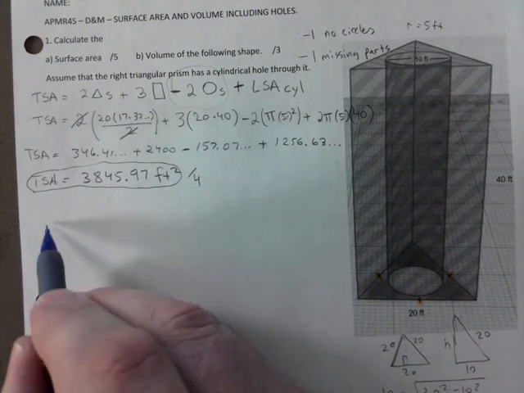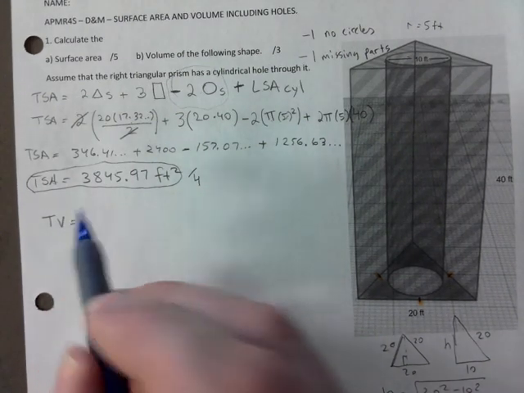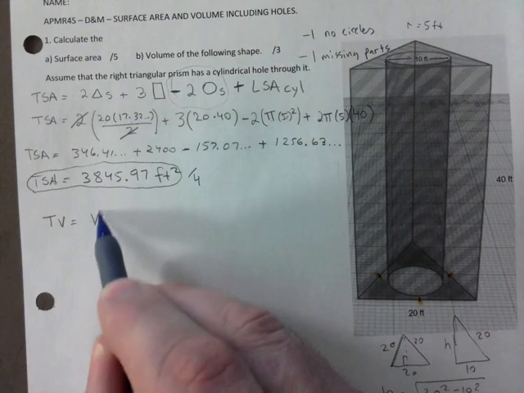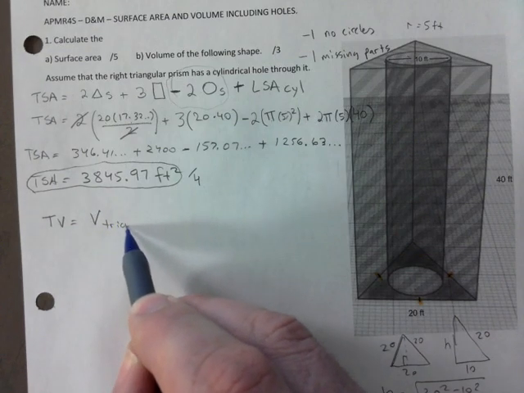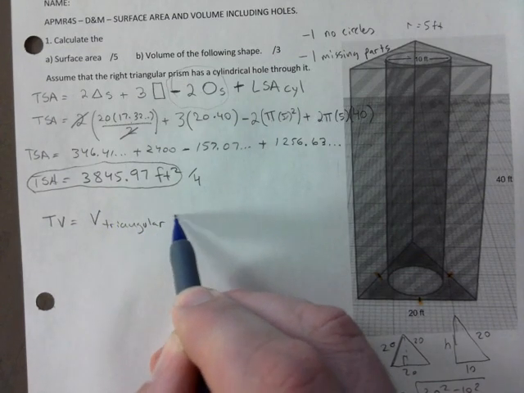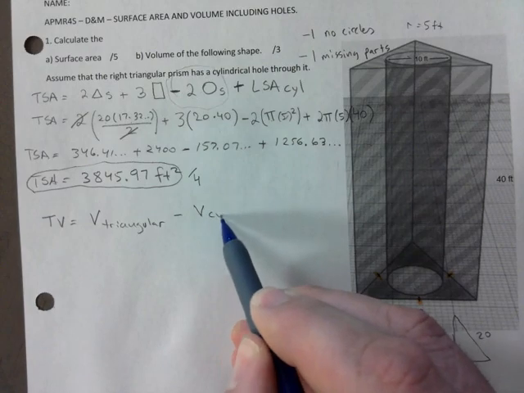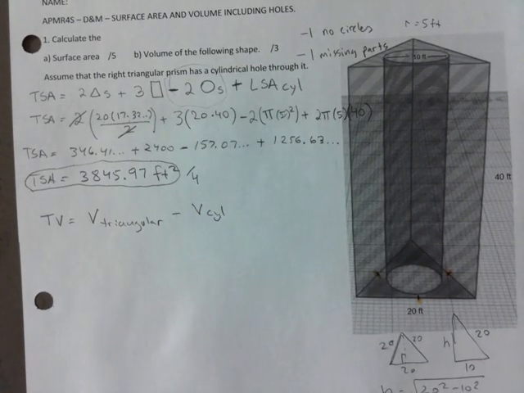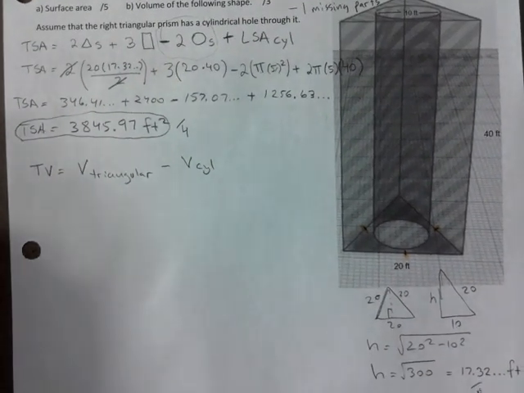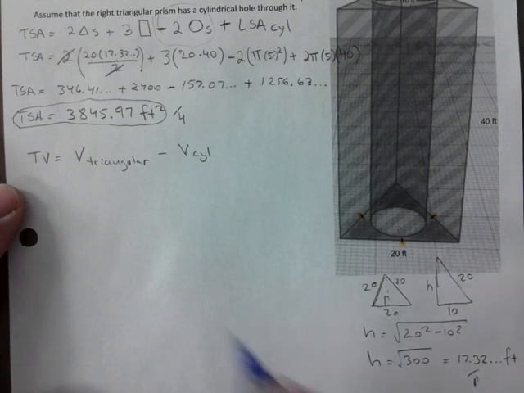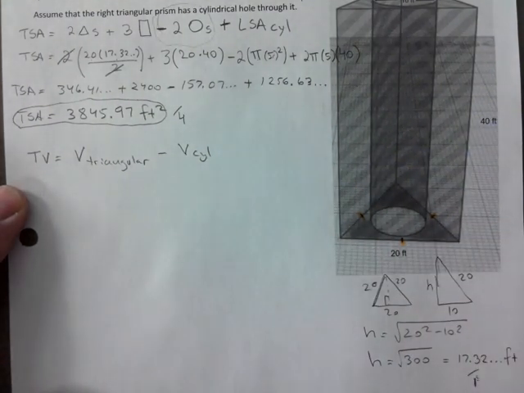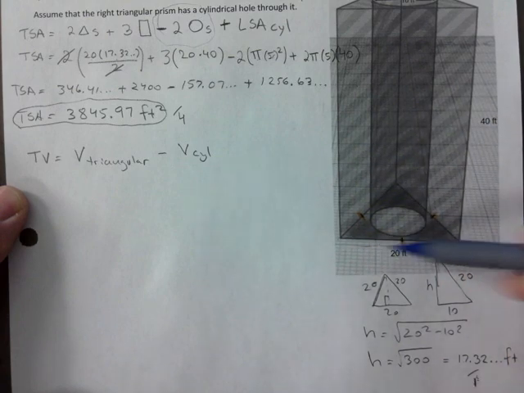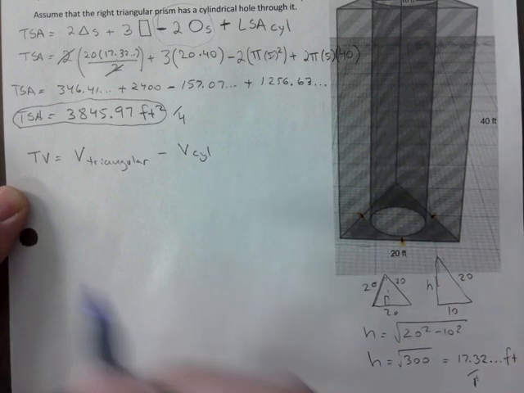Next, total volume. I would just go volume of triangular prism minus volume of the cylinder. That's really what it comes down to. That's why it's only 3 marks. I don't know if you remember how to find the volume of this triangular prism: area of base times the height. That's really how you do that.